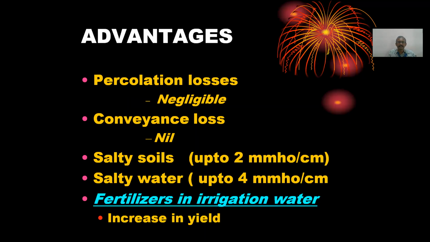The advantages of drip irrigation are obvious. Percolation loss is very less. Unless you give more irrigation intentionally, there is less chance of percolation losses to occur. Conveyance loss is also almost nil. If you arrest all leakages, then there is no conveyance loss.